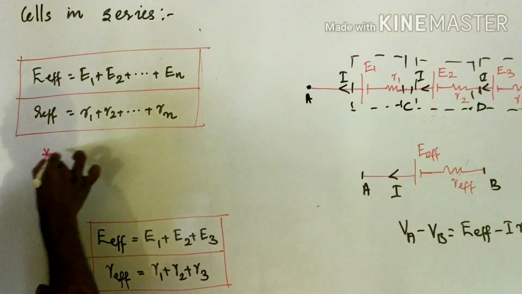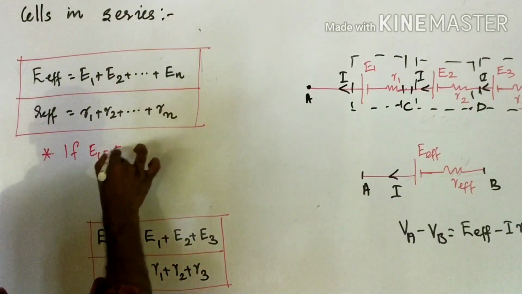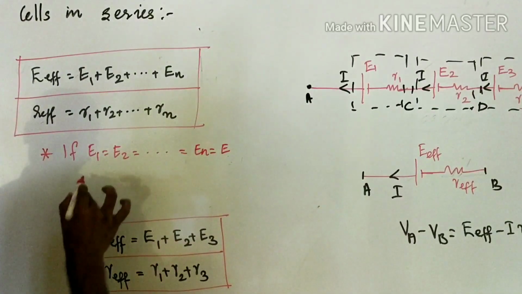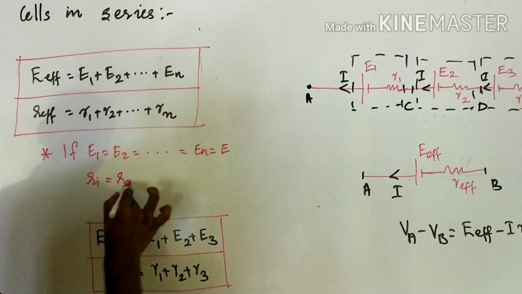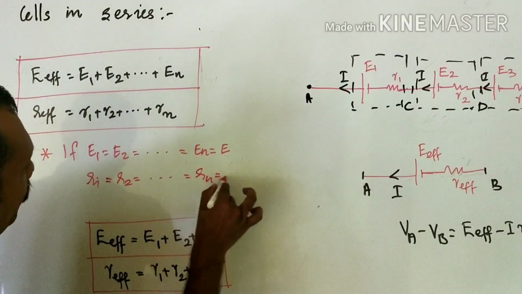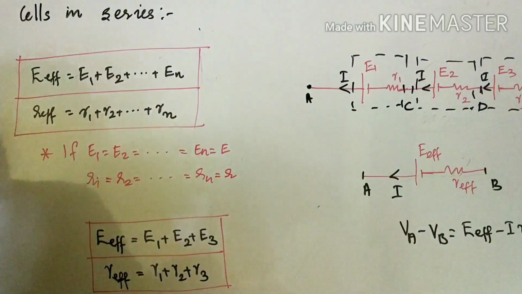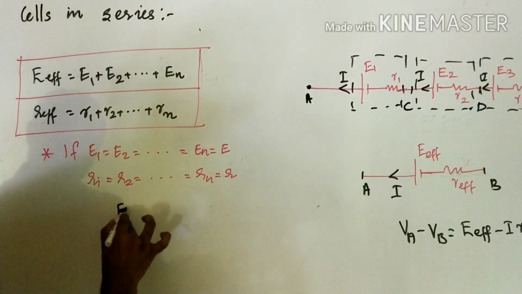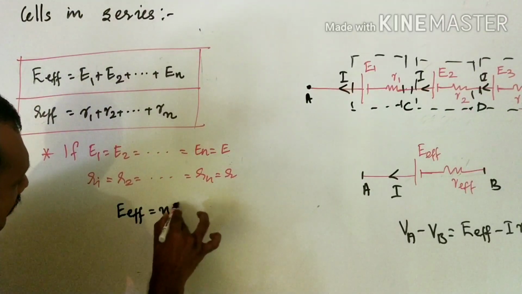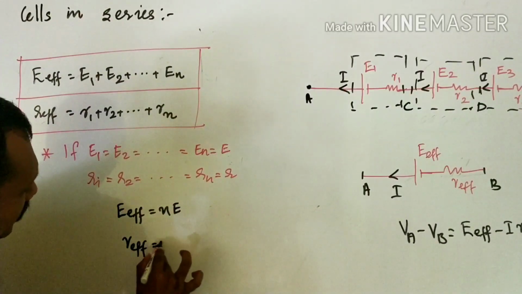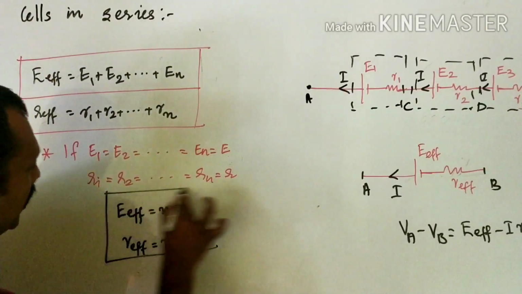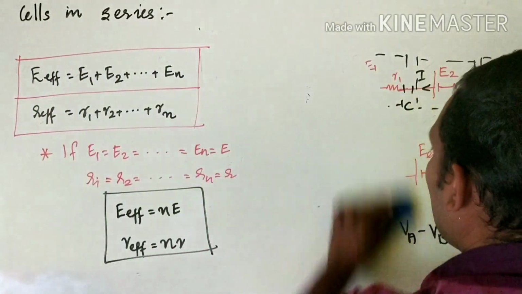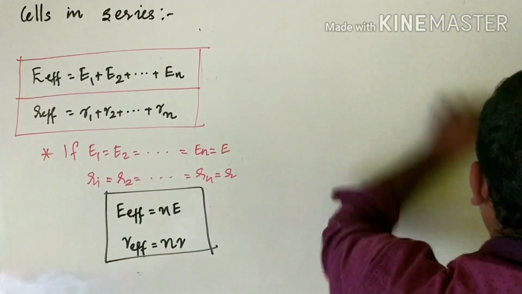If E1 is equal to E2 is equal to etc. is equal to En is equal to E, R1 is equal to R2 is equal to etc. is equal to Rn is equal to r. My question here is, what is E effective equal to? E effective is going to be equal to nE, and R effective is going to be equal to nr. This is the answer to understand. This is the answer when n cells are connected in series. Okay.